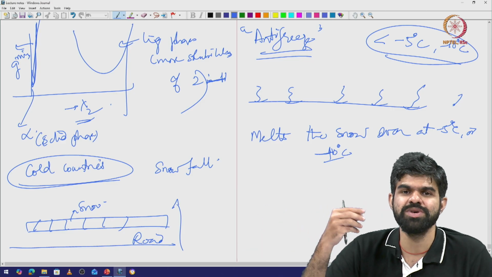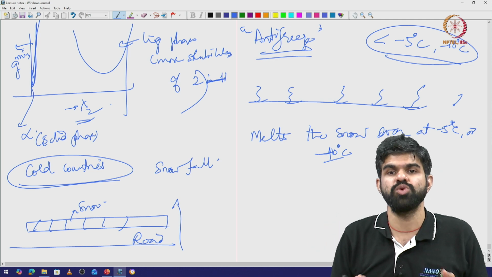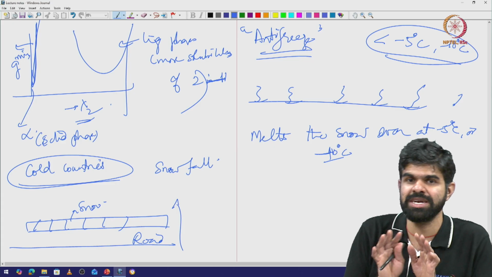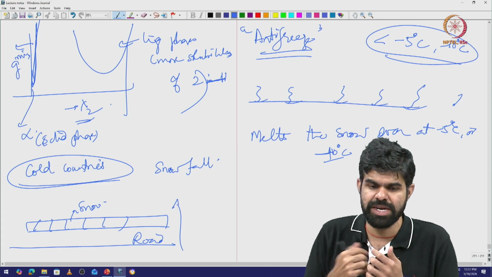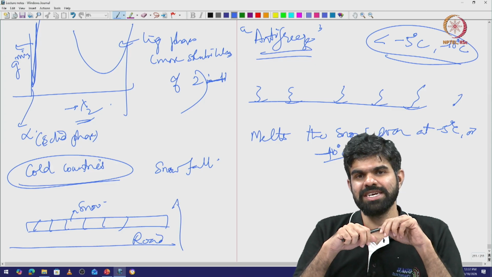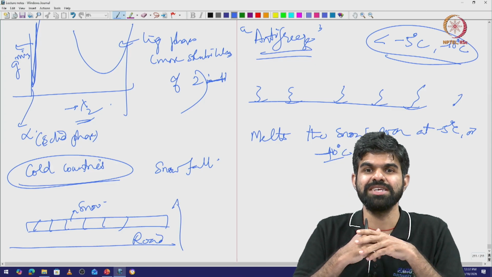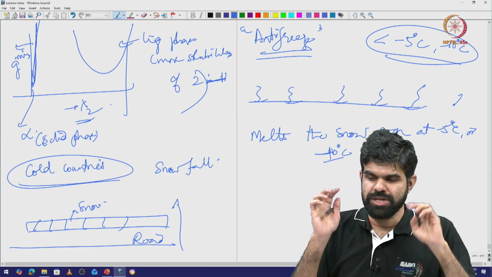So what you do is you put this antifreeze, and antifreeze is supposed to help you melt the snow even at low temperatures, even when my temperature is below 0 degrees Celsius, right. Now, can we explain the functionality of this antifreeze from the idea of delta G's and the phase diagrams, okay. All right, so let us do that.